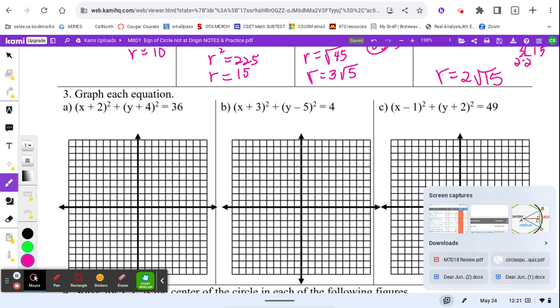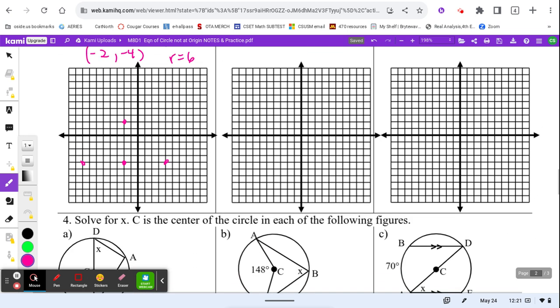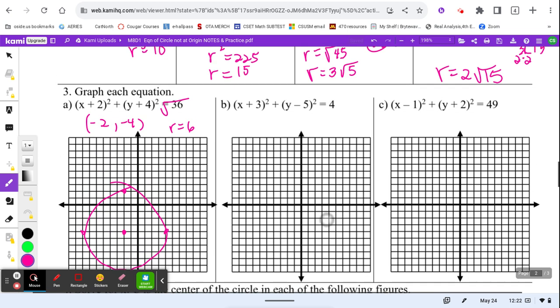Now, finally, we're taking this skill of being able to pull out the radius, pull out the center, and actually graph it. So negative 2, negative 4, and then square root of 36. My radius is 6, so I count 6 in all directions. 6, 6, 6. Ooh, right on the edge. And then do your best to connect your circle.